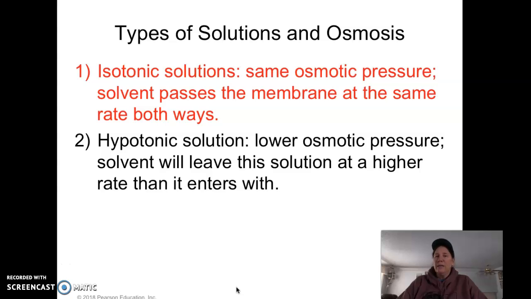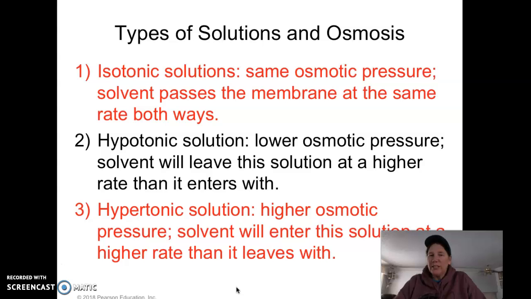Okay, hypotonic means there's a lower osmotic pressure and the solvent is going to leave the solution at a higher rate than it enters. Hypo meaning it's lower osmotic pressure. Hyper is going to be higher. Hypo means low, hyper means high. Like hyperactive, you know, they're really high energy. So when these solutions occur, things can happen because of it. If you have a hypotonic solution, you have a lower osmotic pressure and solvent is going to leave at a higher rate than it enters.